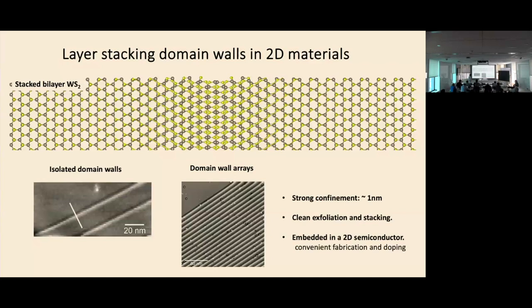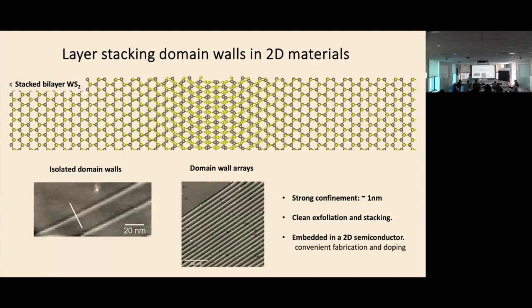So this one-dimensional domain wall then provides a very nice system to explore Luttinger liquid or 1D physics, because compared with what people have done in other 1D systems, they have several unique advantages. Compared with what people can do with quantum wires, this domain wall has very strong confinement. The lateral dimension is only about 1 nanometer, so it's really in the 1D limit.